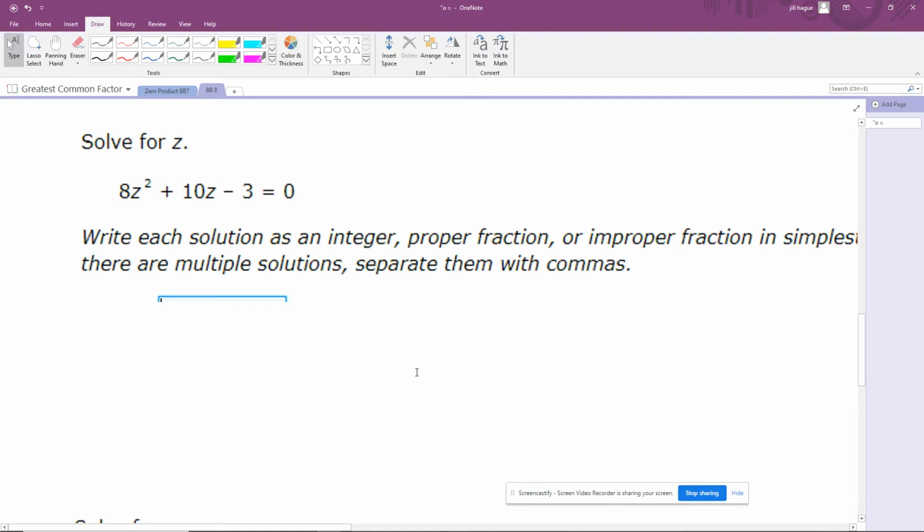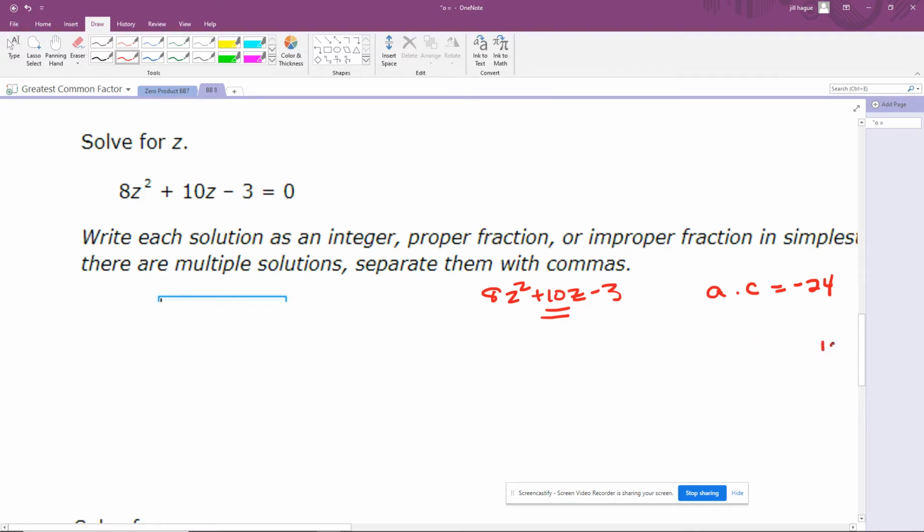All right. So on these, remember, we have a number in front. We have a number here. Can we take out a GCF? No, we cannot. Right? So we're going to write this problem down here again. 8z squared plus 10z minus 3. This is a factor by grouping problem. So we start with a times c is equal to negative 24. And then we say, what are factors of negative 24 that add to be 10, right?